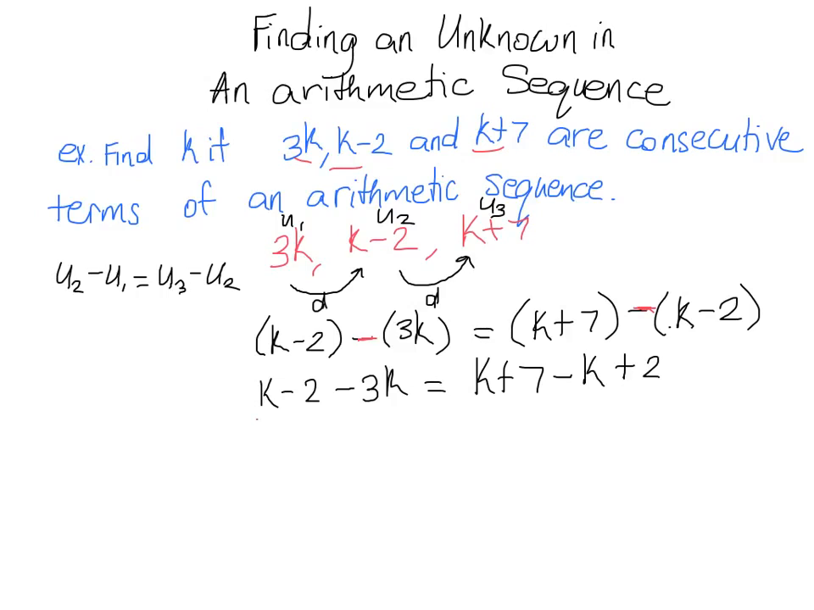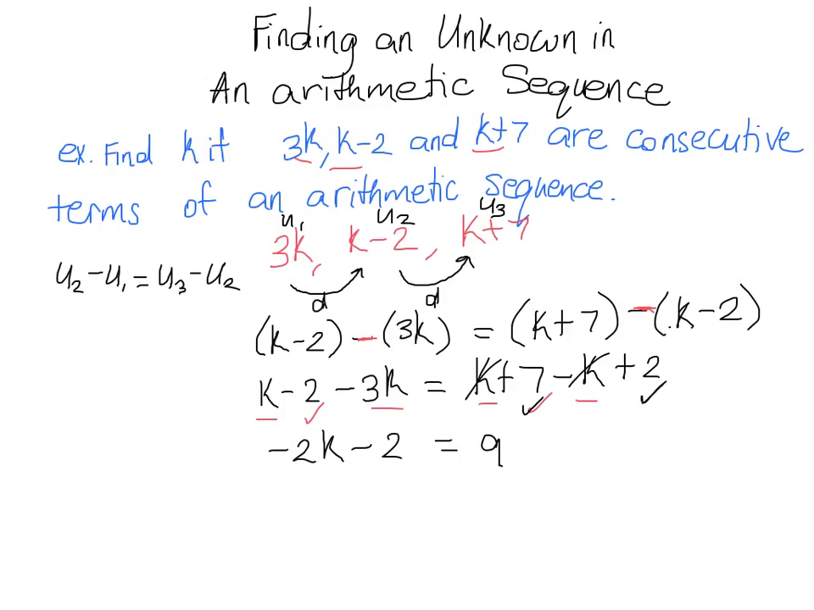Now we can put together our like terms on each side. So first the k's and then the numbers. On the left side we have k minus 3k, which will give us negative 2k for our k's, minus 2 for our number. And on the right side we have k minus k. Those cancel each other, but for our numbers we have 7 plus 2, and that will give us 9.